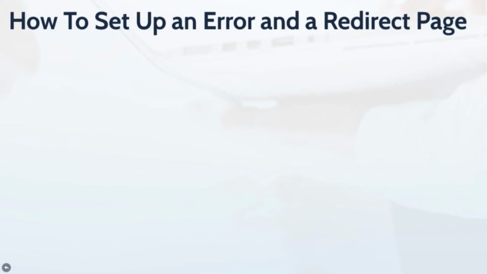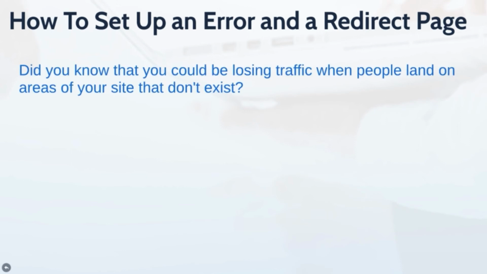In this particular video, we're going to talk about how to set up an error and redirect pages. Did you know that you could be losing traffic when people land on certain areas of your website that don't exist? In other words, over time and over the years of maintaining your website, you'll have pages and elements, videos, zip files, or whatever that will disappear on your website. Perhaps you will delete them. However, over the years, they will be indexed by Google. If somebody clicks on that through Google and they come to your website, it will lead to what we call a 404 error page.